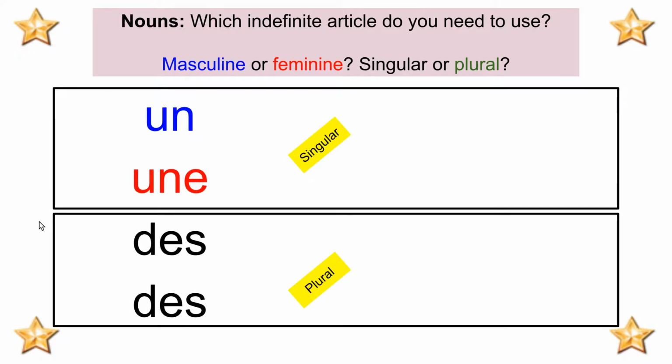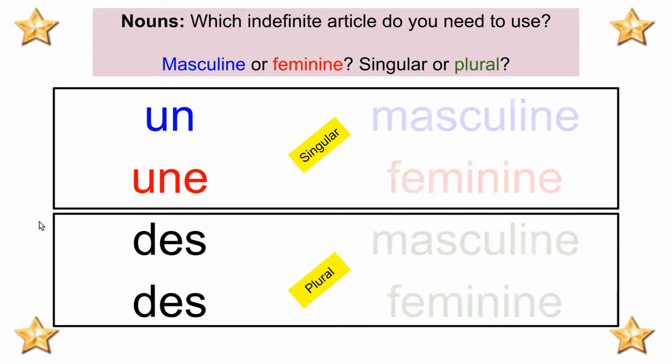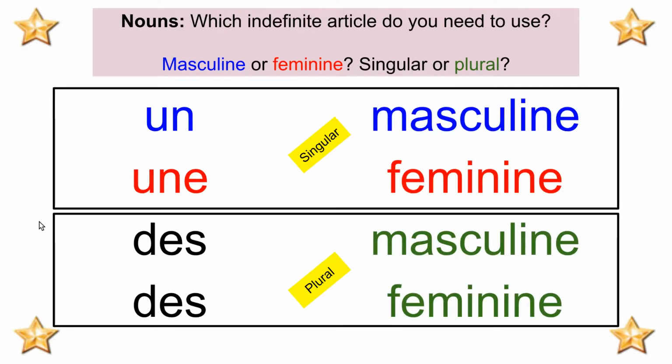This tells you which indefinite article you need to use. And in French, the singular indefinite articles are un and une. If the nouns are plural, as in more than one, then it would be des. Un, une, des. We're going to use wordreference.com to look up the gender of the nouns so we know which indefinite article we need to use.